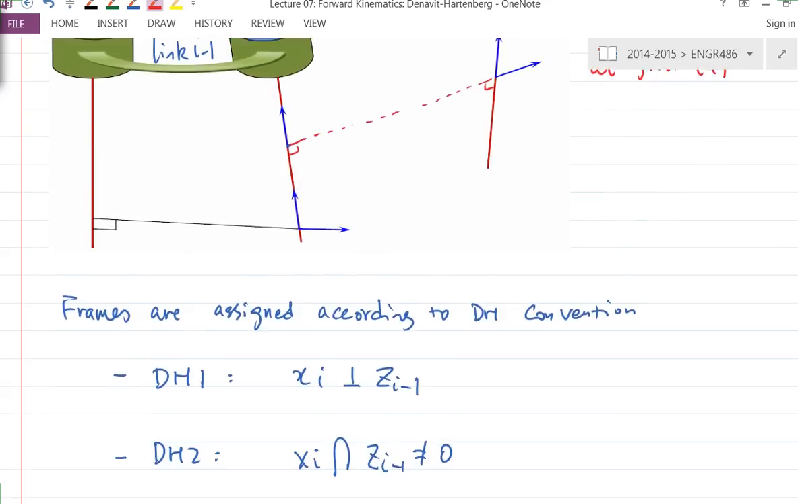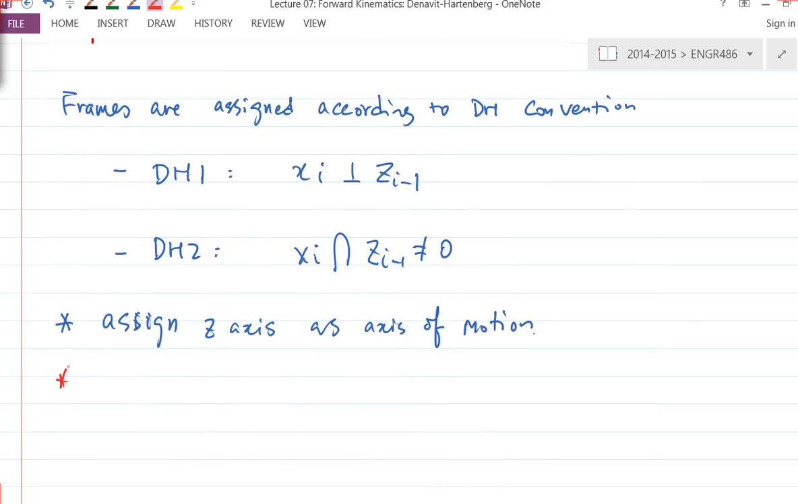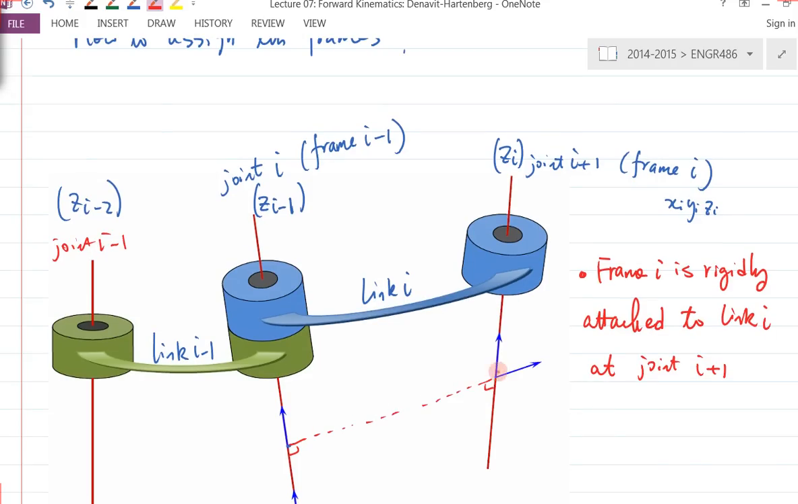Do they both have to be right angles? Yeah, because this is orthogonal. This line here is perpendicular to both of these lines, not only perpendicular, but also intercepting. See, this is my Xi here.